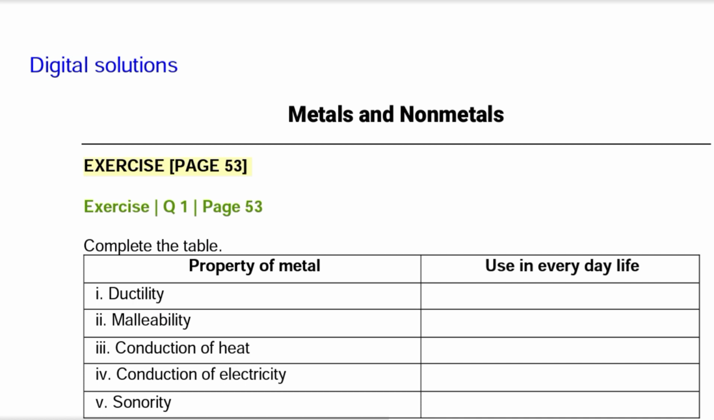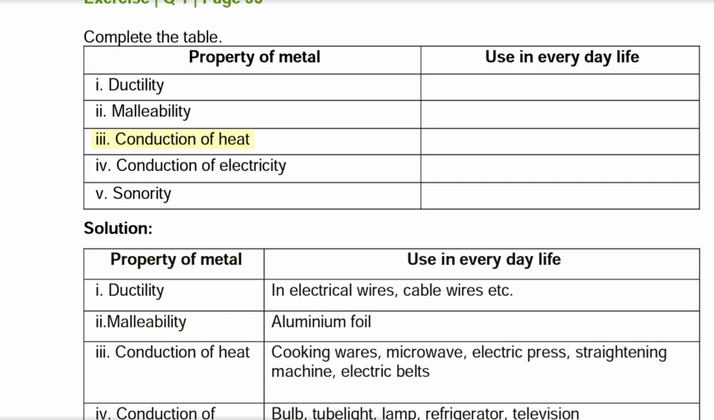Exercise Q1, page 53. Complete the table. Property of metal, use in everyday life. Ductility, malleability, conduction of heat, conduction of electricity, sonority. Solution.